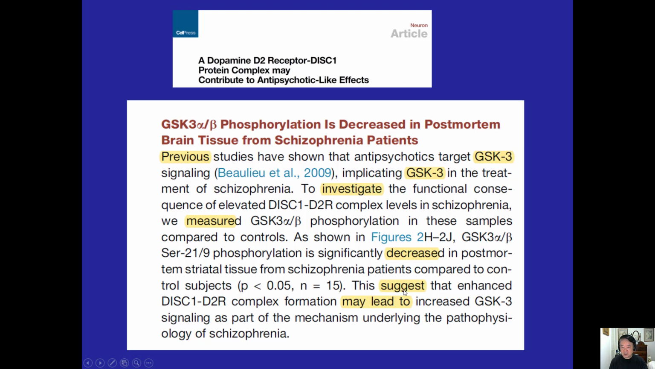Now, when it comes to suggest, this is no longer the results. This is a conclusion. The conclusion, they say, may lead to increase. Therefore, "lead to" is very important as a conclusion, as a verb. So if you say this suggests increase, then that will be wrong. You cannot say suggest increase as a conclusion here. You can say may lead to increased this. That would be correct.